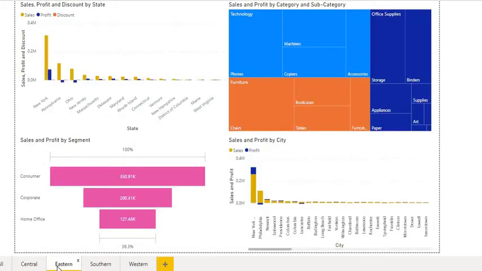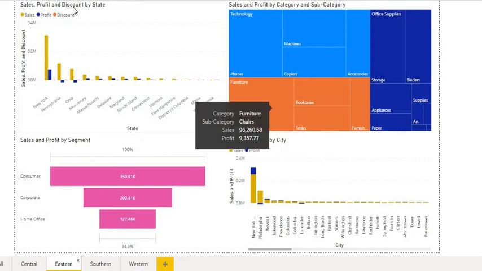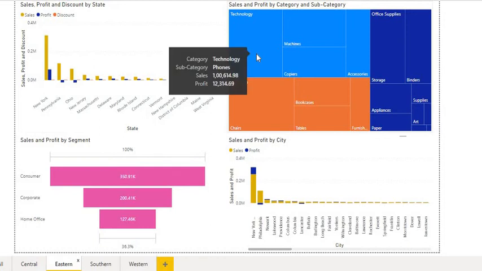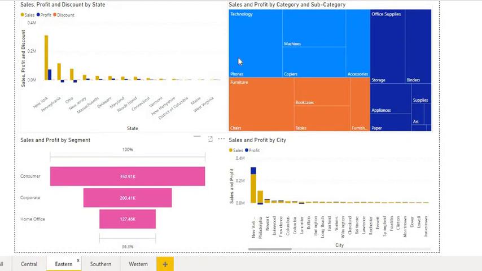As for the eastern region, you will see it is the same setup for the diagrams. In New York, the sale is high and also there is positive profit. But when it comes to other states like Pennsylvania or Ohio, there is loss. Now, let us have a look category wise.